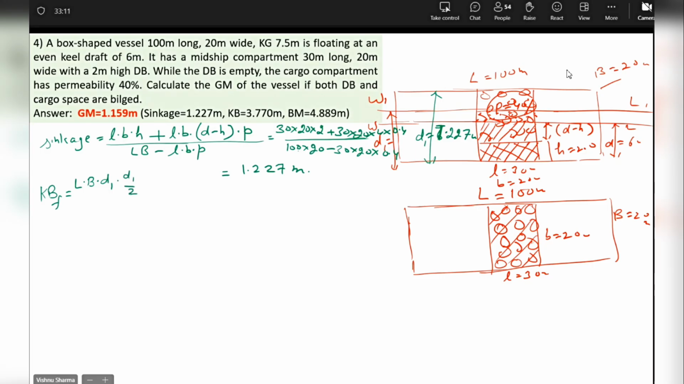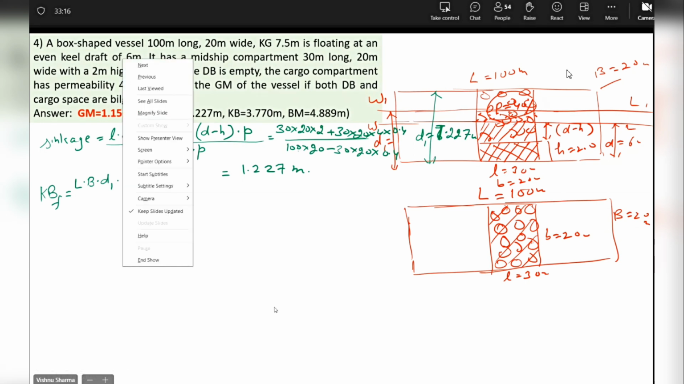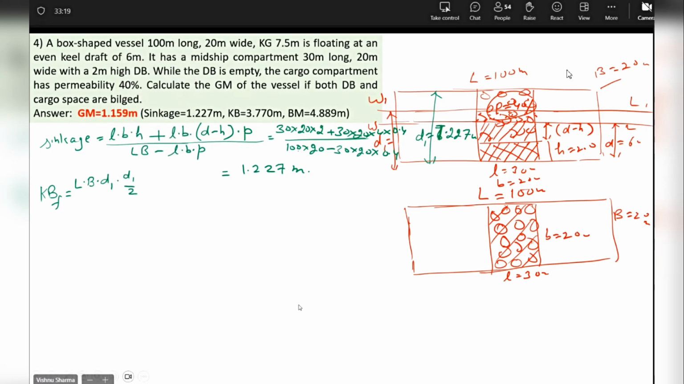From this, there are two volumes which are under the water but not contributing to buoyancy. So we will knock off their moments. Vertical moment of the buoyancy lost in way of the dB will be LBH into H by 2. Everybody has understood what I have done now? I have allowed for the vertical moment of the buoyancy lost up to 2 meters. Is that clear, beta?